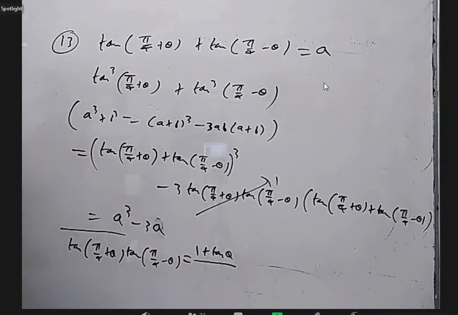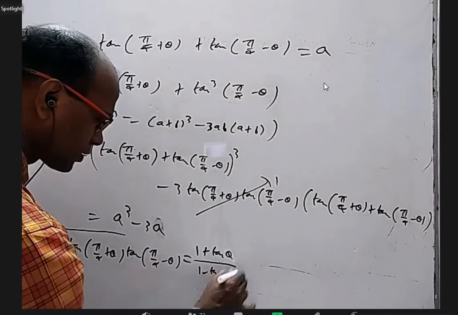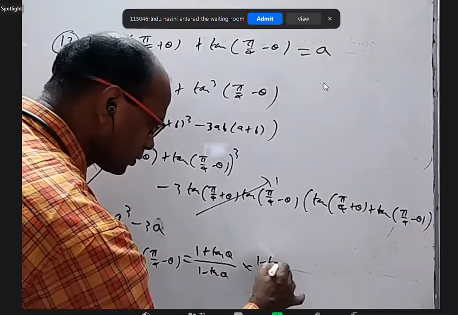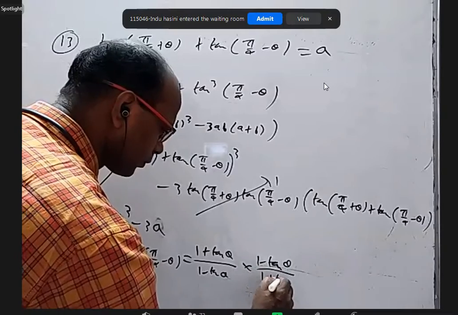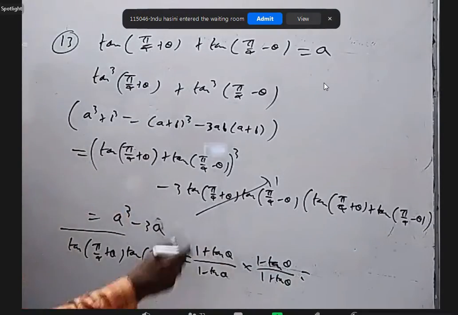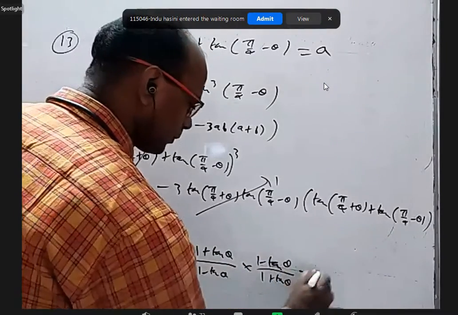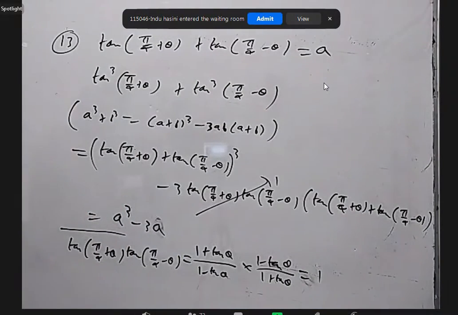In fact, in terms of cos and sin, we don't use so much, even though I stated. At least you should know this is 1 plus tan theta by 1 minus tan theta, and this is 1 minus tan theta into 1 plus tan theta. So this and this will cancel, and we will get equal to 1. There is another way that we can say 1.